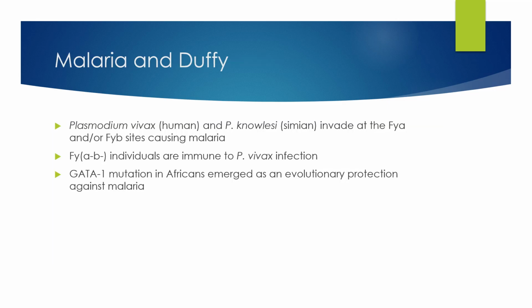The Duffy antigens are receptors for the malaria parasites Plasmodium vivax and Plasmodium knowlesi, which invade at the Duffy A and/or Duffy B antigen sites, causing malaria. Duffy A negative and Duffy B negative individuals are immune to infection from Plasmodium vivax. In the malaria epidemic regions of Africa, the GATA1 mutation in Africans emerged as an evolutionary protection.